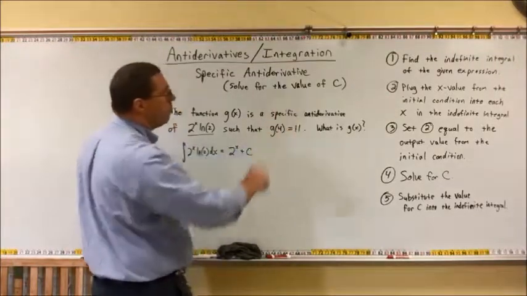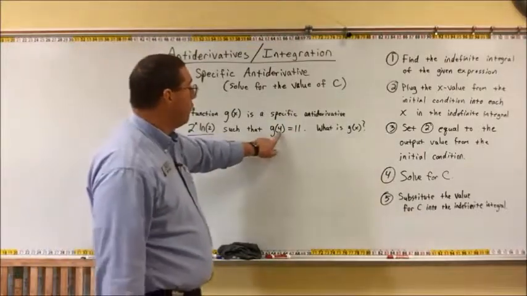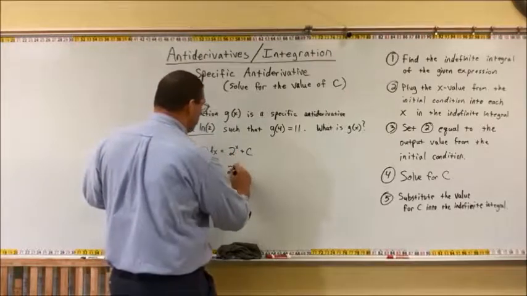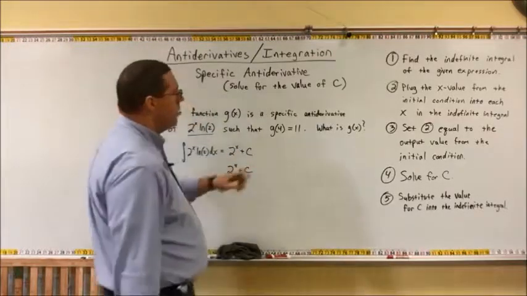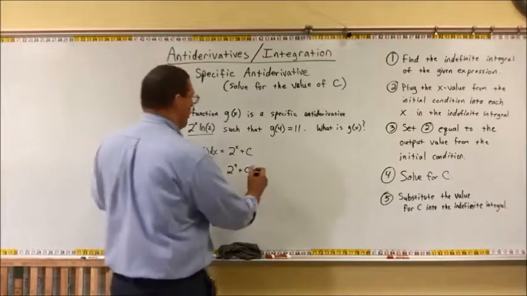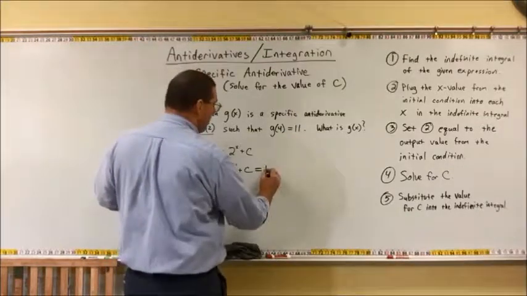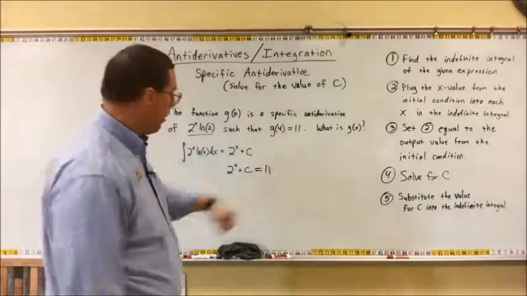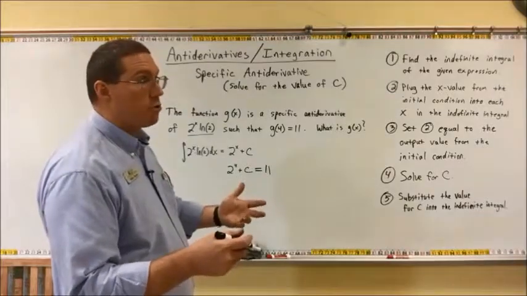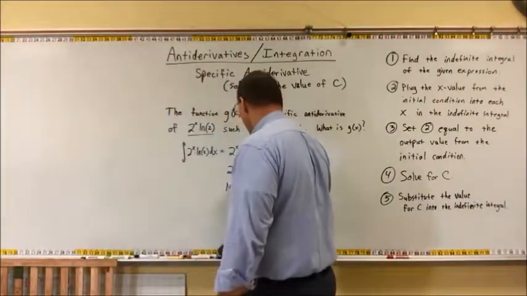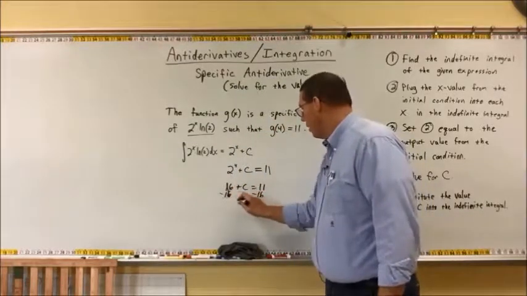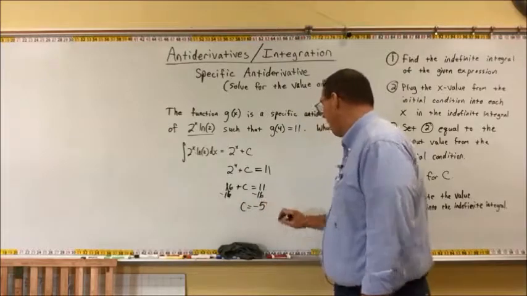And now, step 2, plug the x value from the initial condition, which is 4, into each x in the indefinite integral. Well, we only have one x, so we're going to go 2 to the 4th power plus c. Step 3, set what you just did in step 2 equal to the output value from the initial condition. So equals 11. And now solve for c. Well, 2 to the 4th power: 2 times 2 is 4, times 2 is 8, times 2 is 16. So we got 16 plus c is equal to 11. Subtract 16 from both sides, and we get c is equal to negative 5.